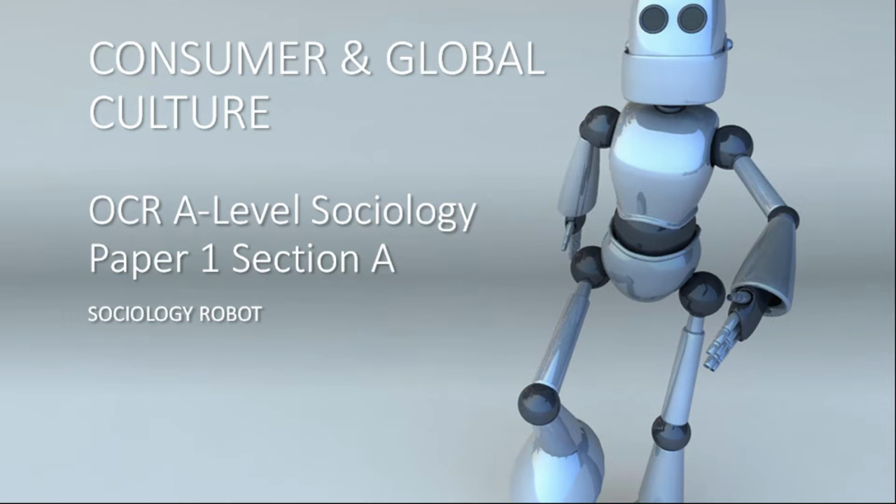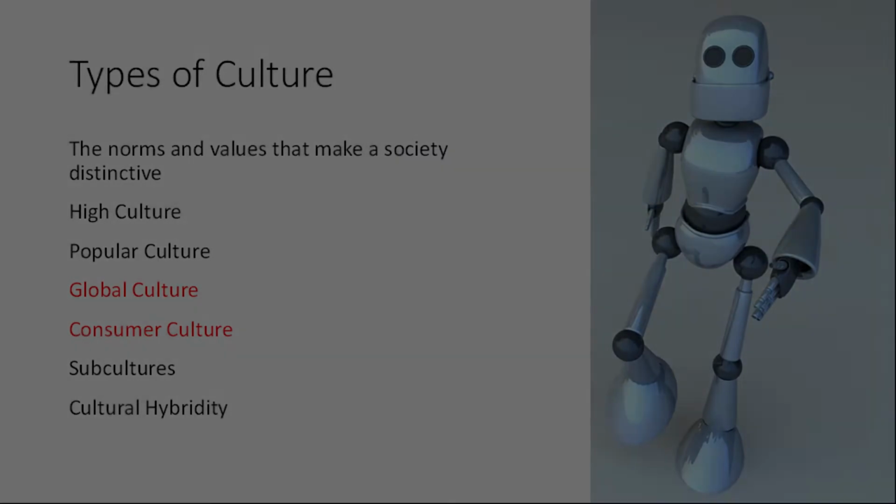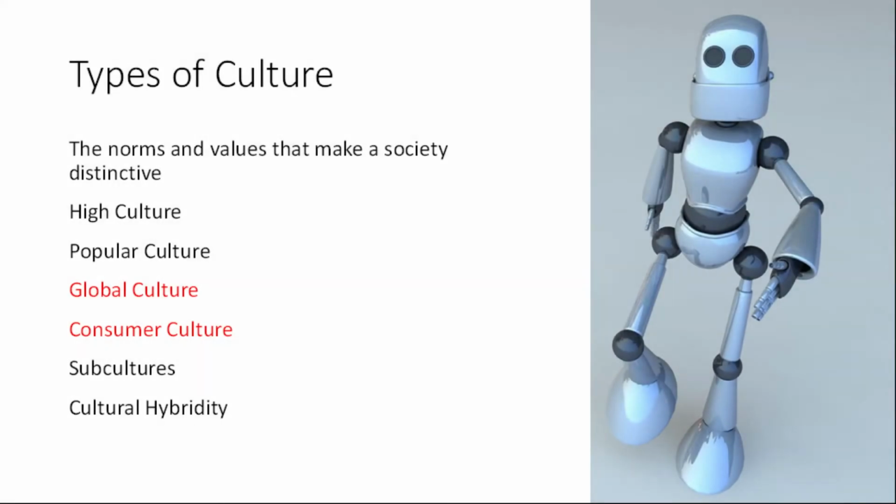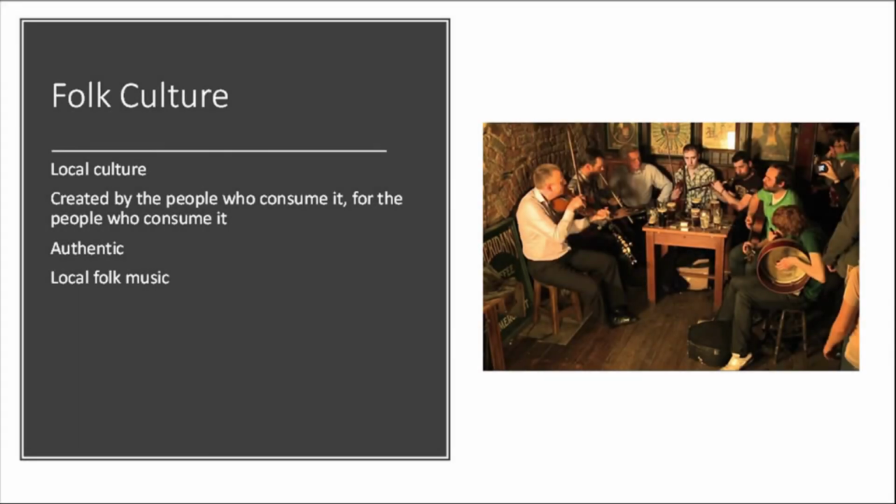Hello and welcome to the 7th video lecture on OCR A Level Sociology, Paper 1, looking at consumer culture and global culture. But before we can get into them, we need to look at one other type of culture that isn't in the specification, but it's quite important that you understand it. And this is the idea of folk culture.